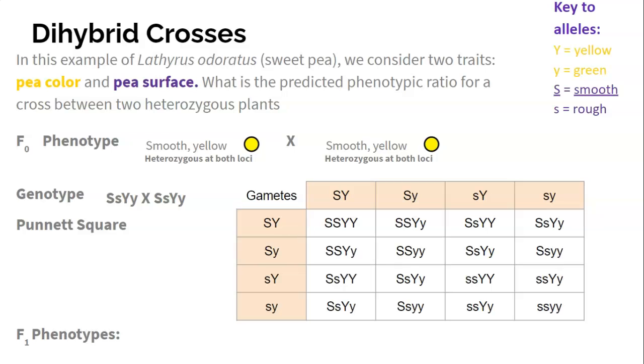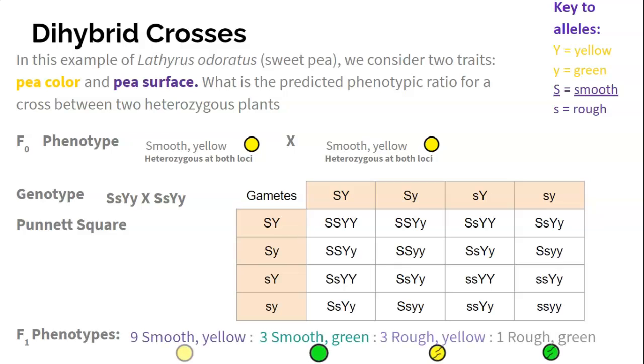From there, you can figure out the F1 phenotypes, and in this case, you're going to get a 9:3:3:1 ratio. So 9 of them are going to show both dominant traits, 3 are going to show one dominant trait, 3 are going to show the other dominant trait, and then 1 is going to show both recessive traits.